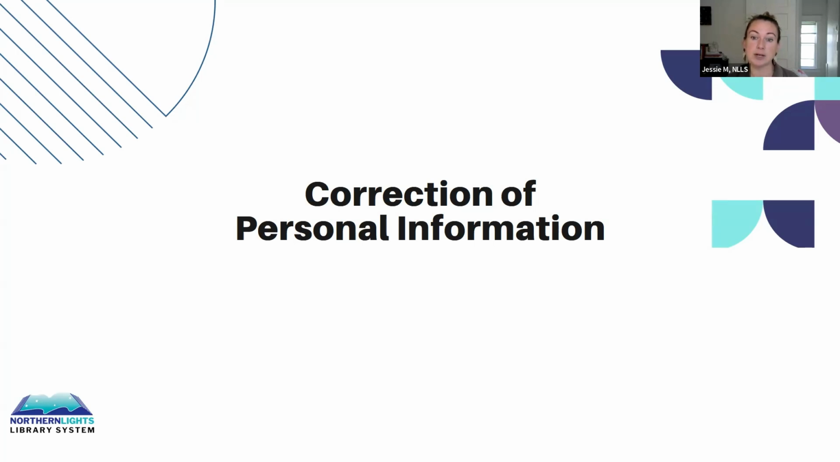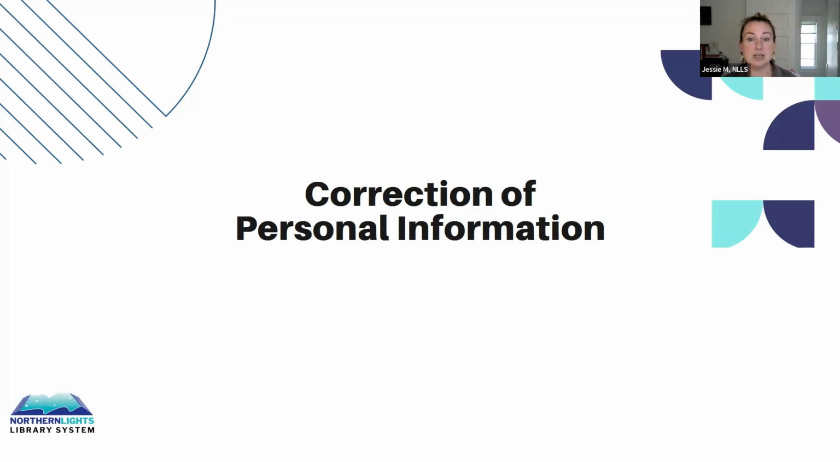The right to request correction. Individuals can request the correction of their personal information held by a public body, and requests must be done in writing, and they must specify the corrections required. So the public body's duty is to make the requested correction if it agrees that the information is inaccurate, incomplete, or misleading. And if the public body does not agree to the correction, then it must annotate the record with the correction request so that it's on file that it was requested.